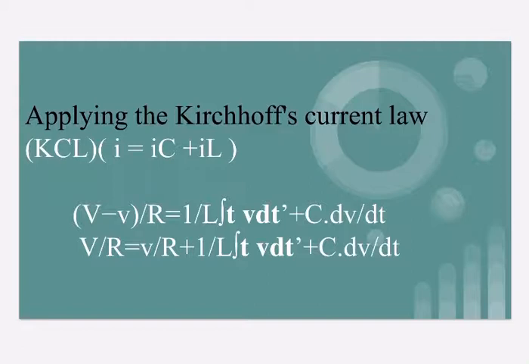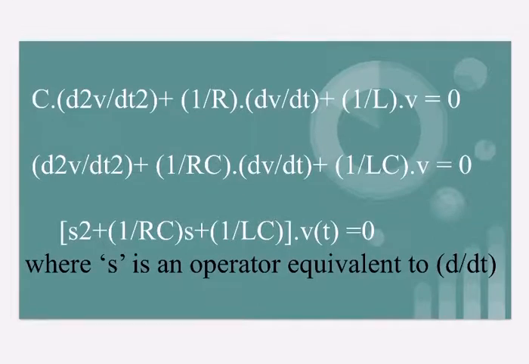Here we have to take V equal to Vc(t) and VL(t), because the voltage across the capacitor as well as the inductor are both equal to V. When we differentiate both sides of this equation once with respect to time, we get the standard linear second order homogeneous differential equation, which will be C into d square V by dt square plus 1 by R into dV by dt plus 1 by L into V equal to 0.